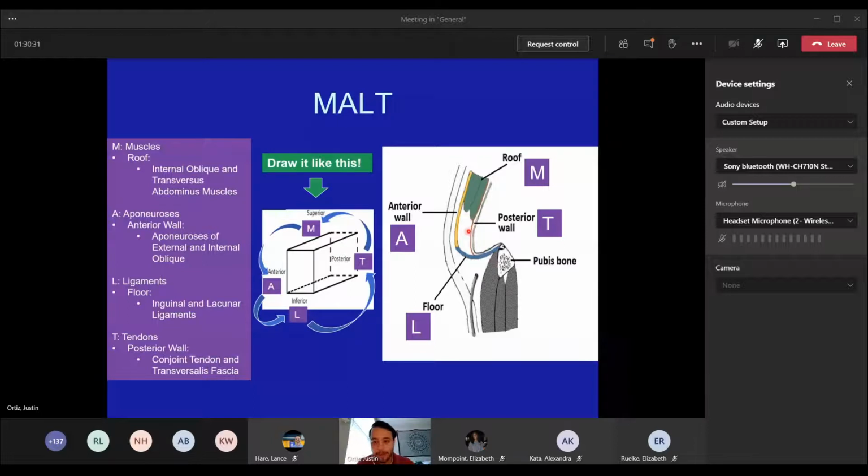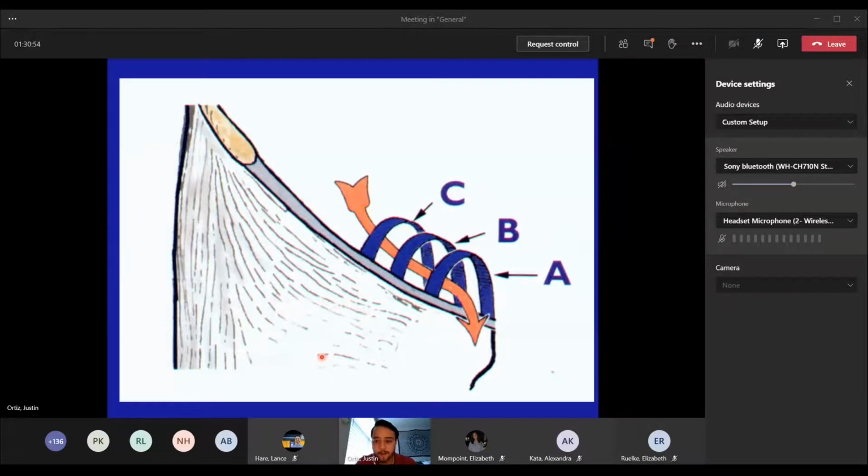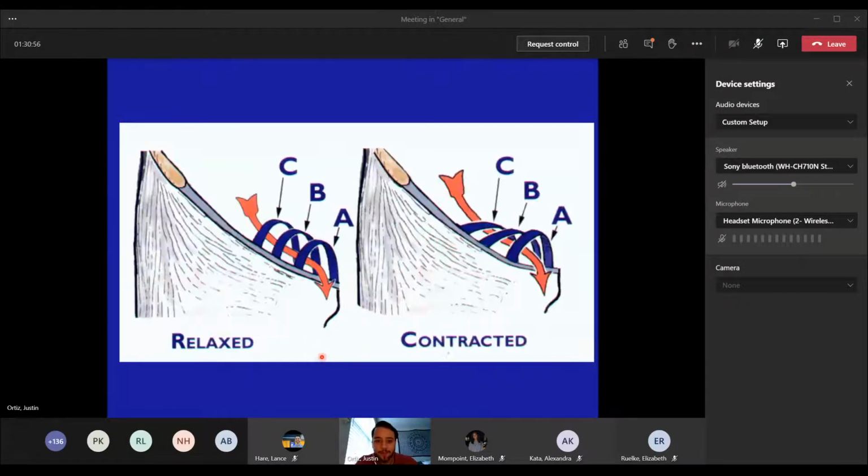And this is what the inguinal canal is going to look like if you were to do a longitudinal section like that. So again, I would draw the MALT like this, basically, M-A-L-T, in a circle just to help you remember the muscles, aponeuroses, ligaments, and then tendons. So on the posterior side, right? Yeah, so that's going to be your inguinal borders, basically. Nothing here. We talked about this already.